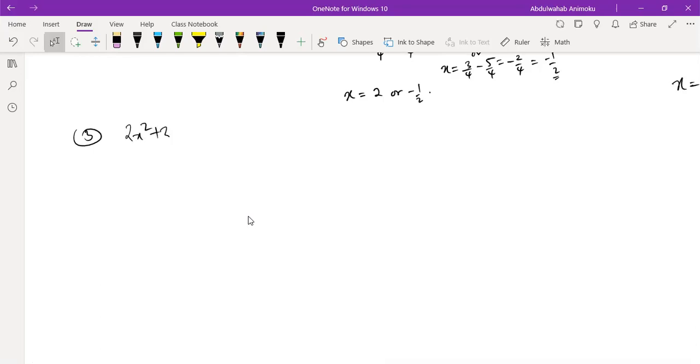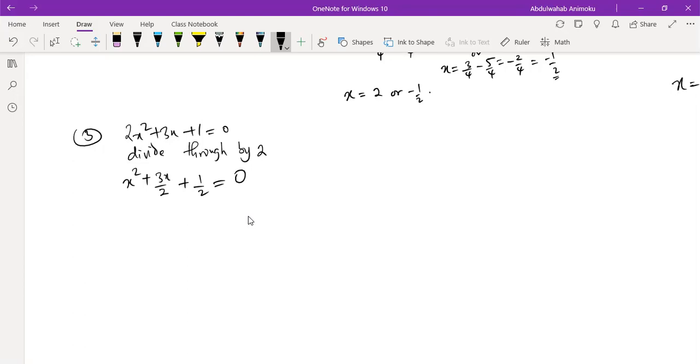2x squared plus 3x plus 1 equal to 0. Again, in this third problem, notice that the coefficient of x squared is 2, it's not 1. So what do we do first? I can hear you saying it, we divide through by 2. So when you divide through by 2, what happens is you have x squared plus 3x over 2 plus 1 over 2 equal to 0.